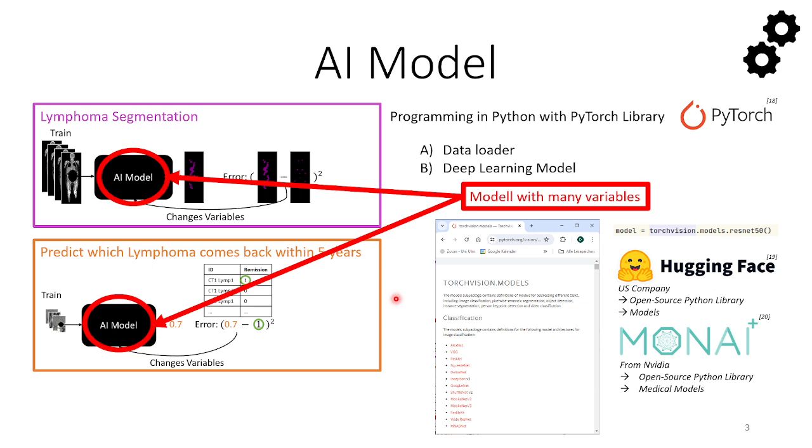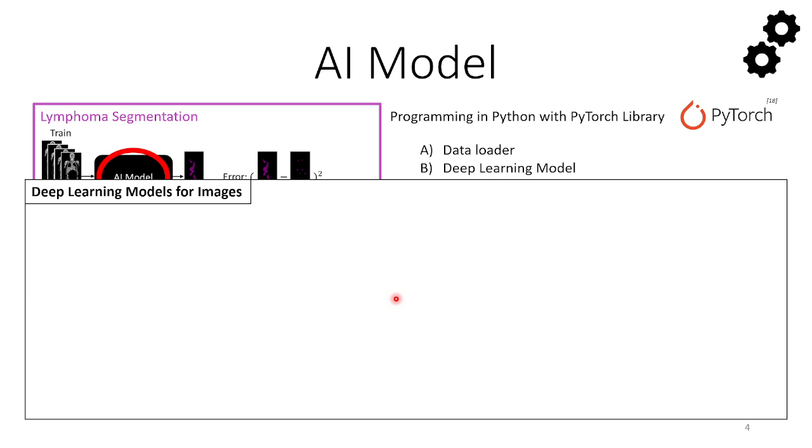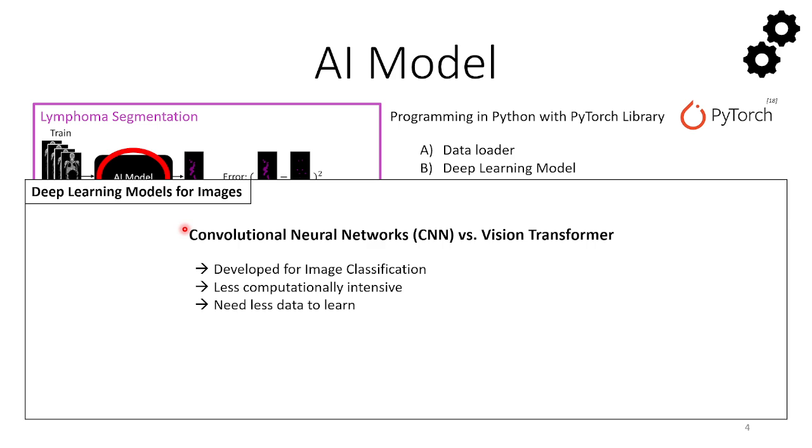Now we want to go a little bit more into detail into those deep learning models, how they look like. In general, for imaging tasks, there are two kinds of models. Those are the convolutional neural networks and the vision transformers. The convolutional neural networks were developed specifically for image classification tasks. They are less computationally intensive, so you need a little bit less of those NVIDIA GPUs. And also, if you don't have that much labeled data, the chances are higher that you still get some good results with convolutional neural networks.